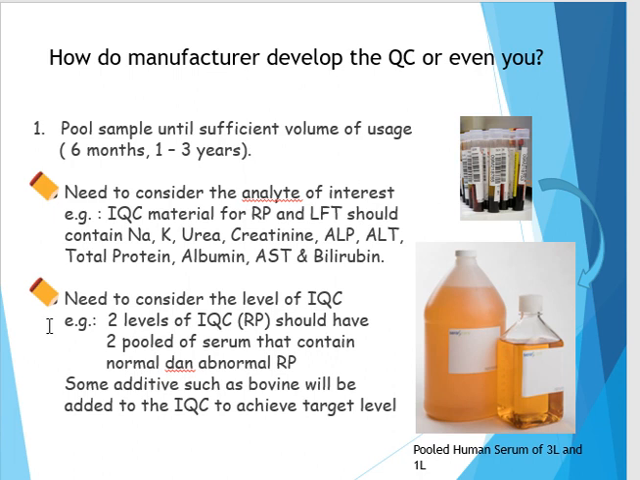And we need to consider the level of IQC. Example, for 2 levels of IQC renal profile, it should have 2 pools of serum that contain normal and abnormal renal profile. So some additives such as bovine will be added to the IQC to achieve the target level. This is an example of human serum of 3 liter and 1 liter.